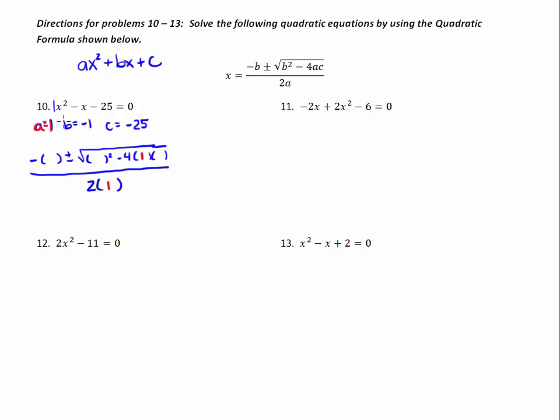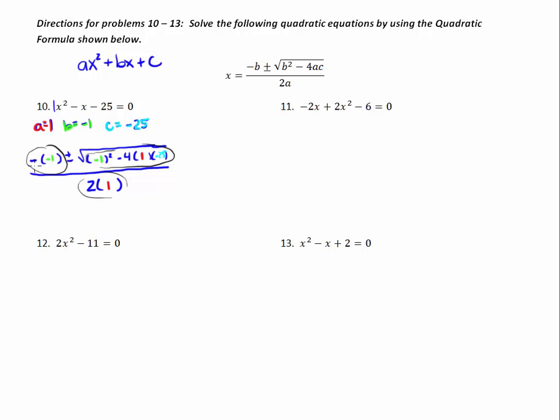Our b value is negative 1. So b goes right here, and b goes right here. And our c value is negative 25, so negative 25 goes right there. And I would just simplify it, do it one step at a time. So I would say every single time do this: do the discriminant, and then do this, all separately from each other, one step at a time.